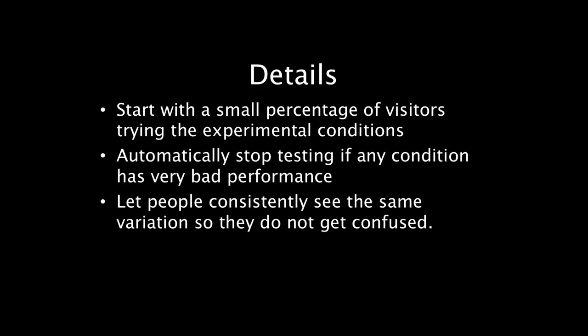Finally, let people consistently see the same variation so they don't get confused. If you're changing the appearance and layout of your site and a person comes to the site and sees option A, comes back later that day and sees option B, it can be really confusing. So you want to make sure once a user has been put in an experimental condition that they remain in that same condition for return visits. Google Analytics allows you to easily do A/B testing, and they can keep track of what condition people have been put in and keep the interface consistent for them on return visits.